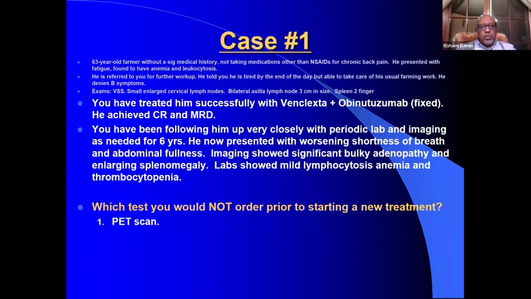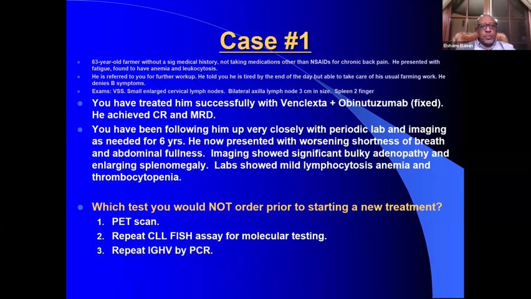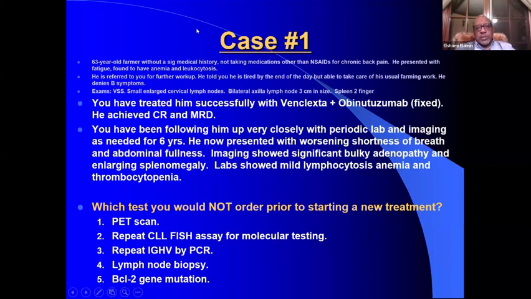What about a PET scan? Would you do a PET scan? Yes or no? Would you repeat the CLL FISH assay for molecular testing, the 17p and deletion 11q? Would you repeat that? Would you repeat IGHV by PCR? Would you do a lymph node biopsy? Would you do a BCL2 gene mutation test? Which test would you not do? So that means there are 4 tests you need to do, 1 test not to do. Please pick one. I have 1 minute.